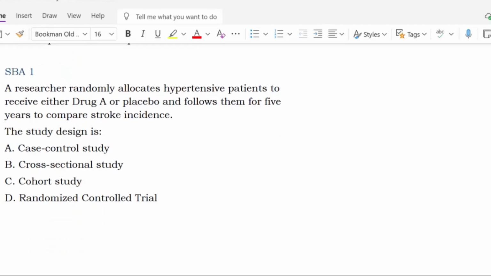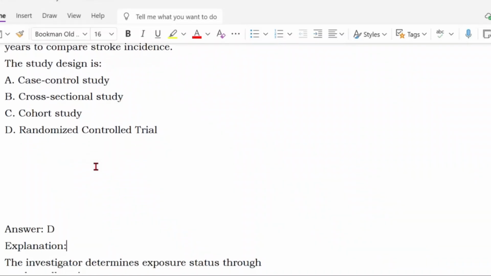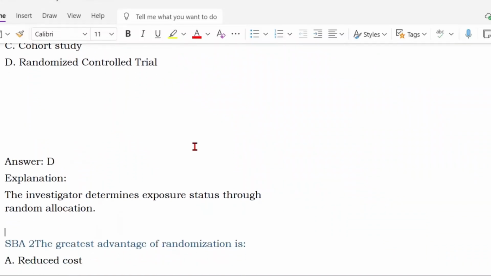We have a few SBQs. Doctor, can you please read them? Yes, sir. A researcher randomly allocates hypertensive patients to receive either drug A or placebo and follows them for 5 years to compare stroke incidence. The study design is: case control, cross-sectional study, cohort study, randomized controlled trial. Sir, option D, randomized controlled trial. Here the most important phrase is 'a researcher randomly allocates'. So look for such words because they are related to the concept, the definition as such.